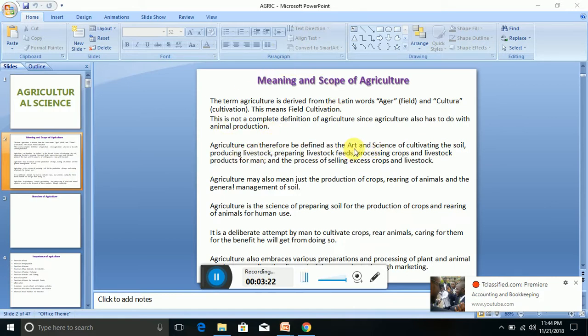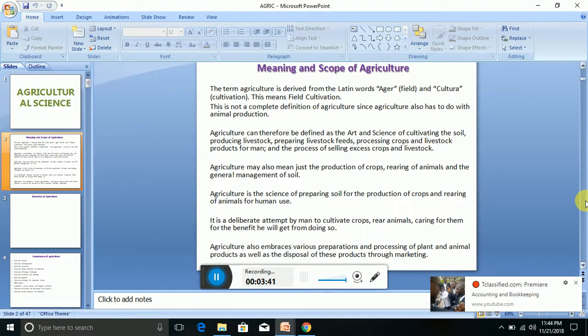It is the art and science of cultivating the soil, producing livestock, preparing livestock feeds, processing crops and livestock products for man, and the process of selling excess crops and livestock. So that is the totality of the definition of agriculture.